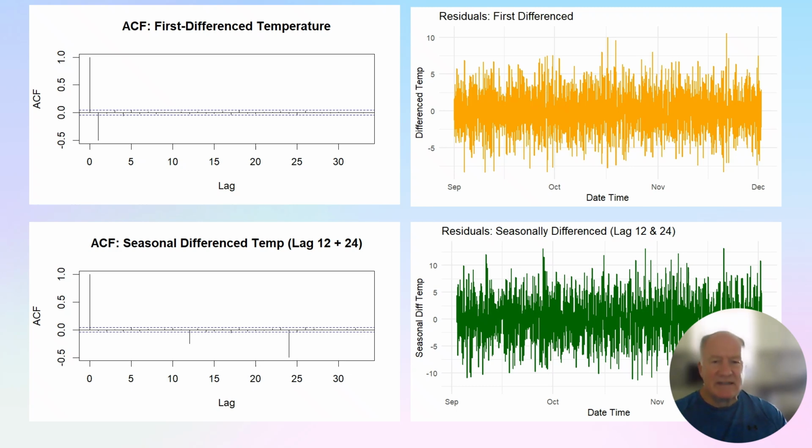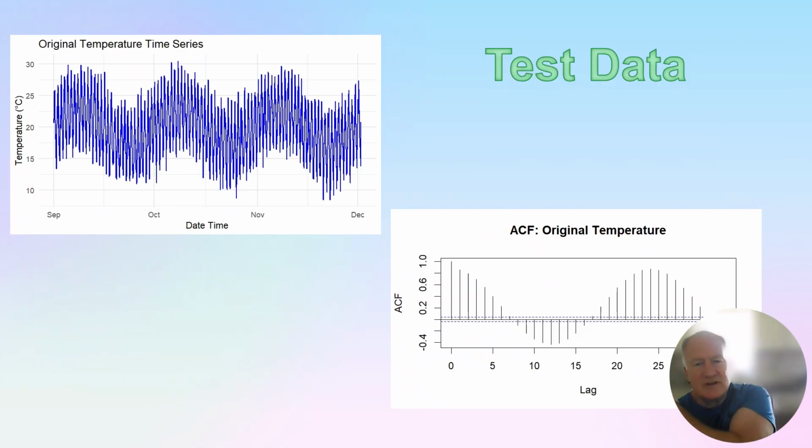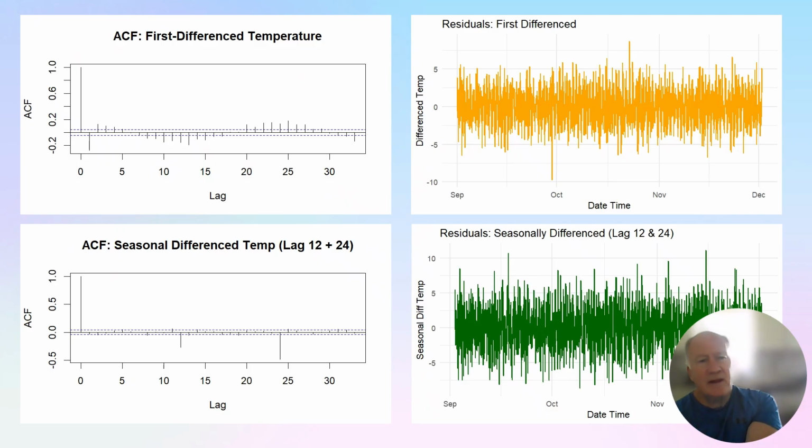If we difference it, we can difference at different lags and see what happens. Here is some test data and the ACF of the original data, and we can see that it doesn't drop off quickly with time. If we take a first differencing and also difference at lags 12 and 24, then we can see that it becomes stationary.